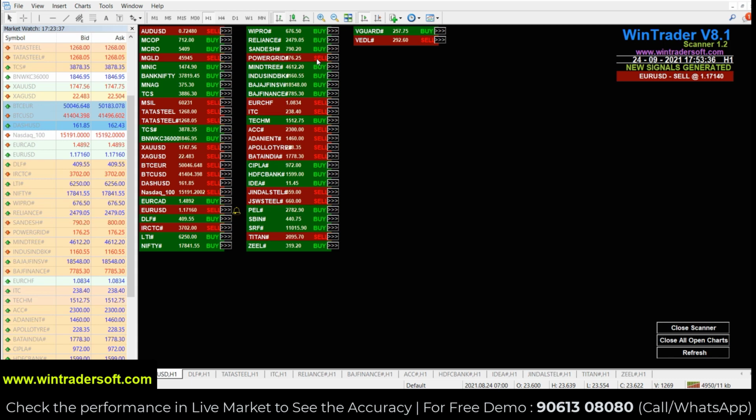If any new signal is generated after we open the software, it will alert here under the new signal generated dashboard. It shows the stock's name that generated the buy or sell. It will not show all the symbols at a time, just one by one, so you will get proper time to enter the trade. The scanner will help you find good stocks, especially for positional trading.